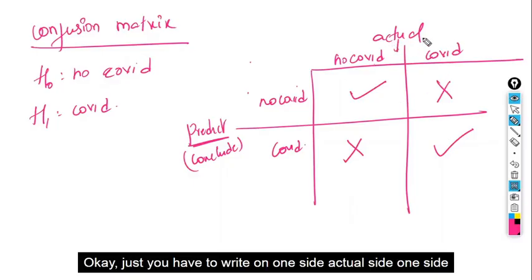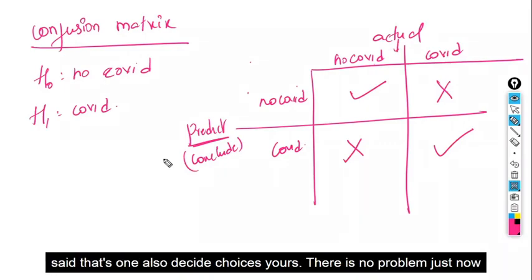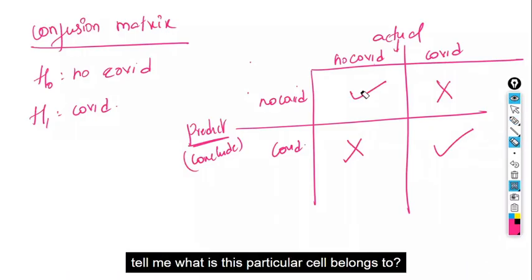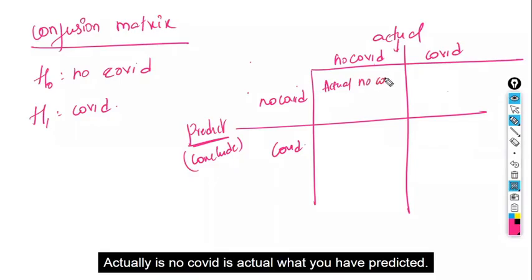Okay, you have to write on one side actual, and on the other side concluded. The choice is yours. You can take this one also that side, that one also this side. There is no problem. Just now tell me, what does this particular cell belong to? What is actual? Actual is no COVID.